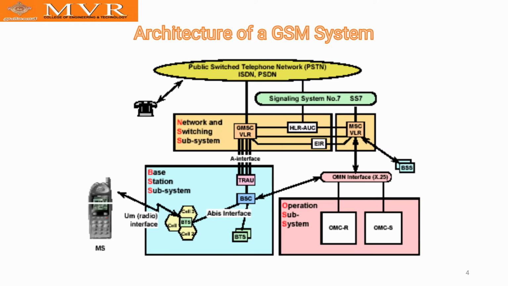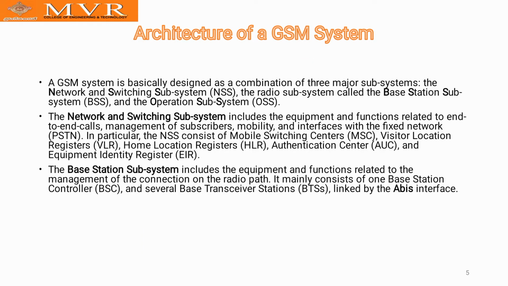It has three modules: the NSS, the base station subsystem, and the operational subsystem. The base station subsystem has the BTS, BSC and TRAU interface acting with the NSS. In this NSS, there are the home location register, authentication center, equipment identity register, the MSC mobile switching center, and the visitor location register also here. These are the second module. And the third one is the base station subsystem.